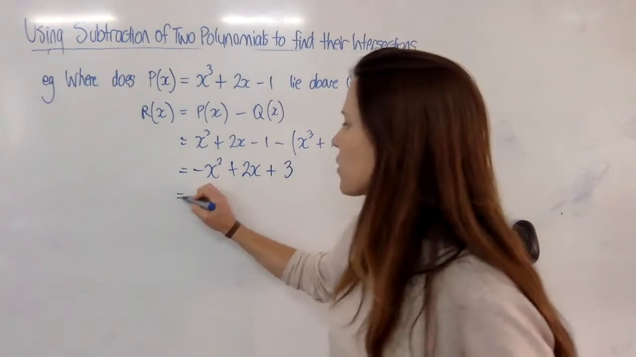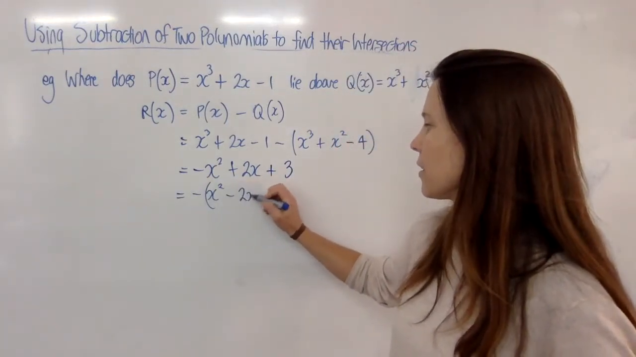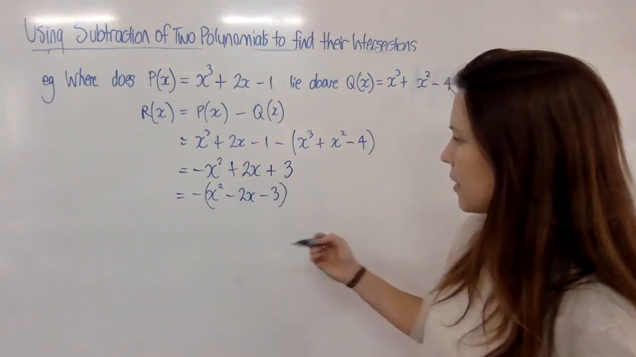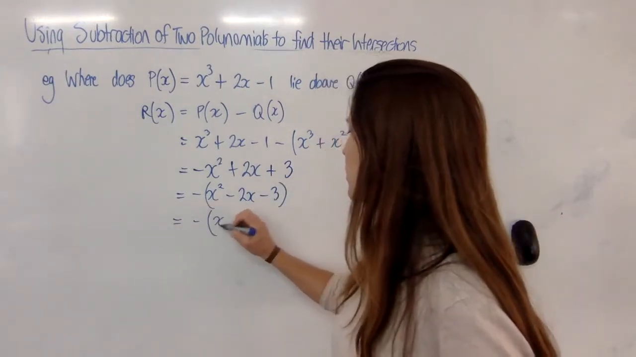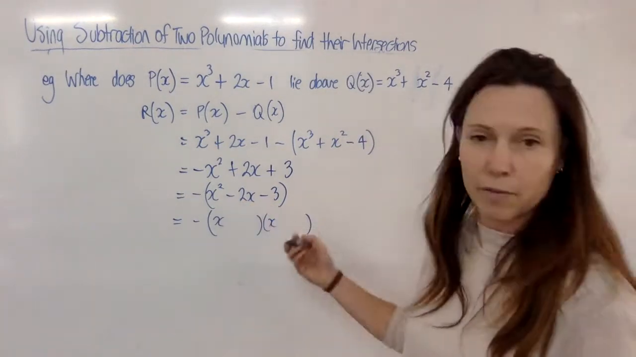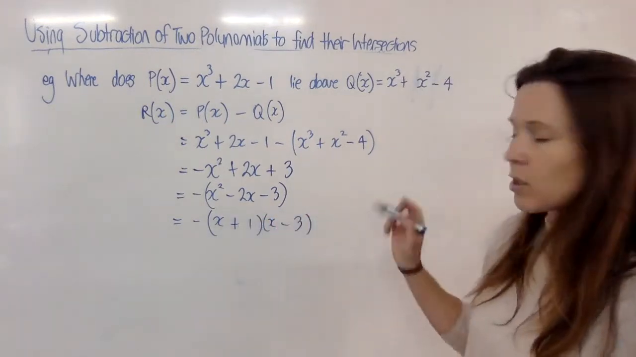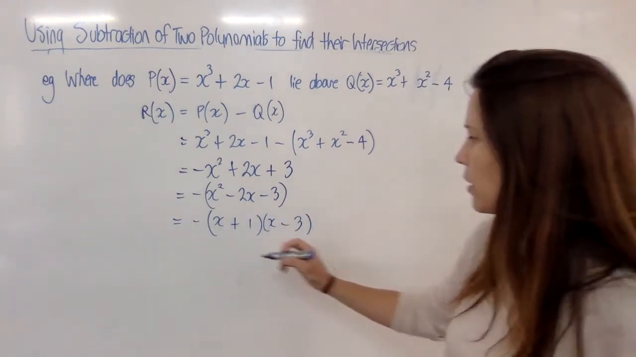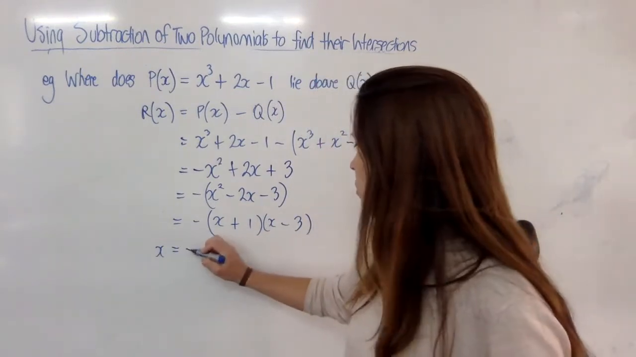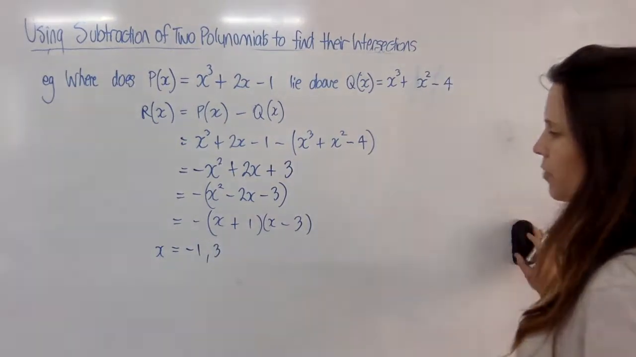Now I find it easier to factorise this if I actually just bring the negative up front here, so that I'm dealing with positive x squareds. So that gives me this. And now I'm looking for factors of negative 3 that add to negative 2. So I want plus 1 and minus 3. So I can see that my new polynomial has got intersections at negative 1 and 3. They're my zeros, or my roots if you like.